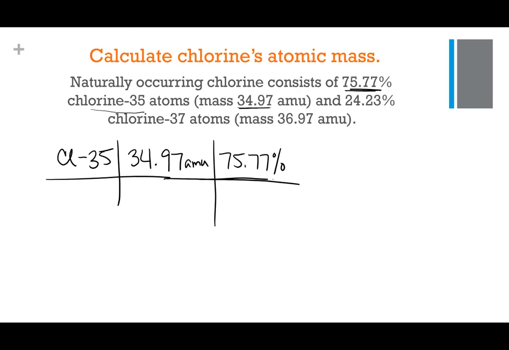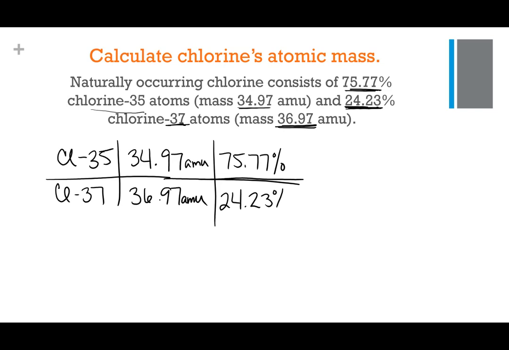Then I keep reading here. And 24.23% of chlorine 37, and there's the mass of chlorine 37. So chlorine 37 has a mass of 36.97 AMU, and it occurs 24.23% of the time. Okay. One thing to note, again, another definition of percentages: if I add these two numbers together, they should always equal 100%.